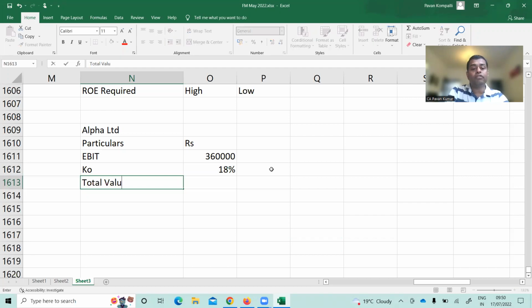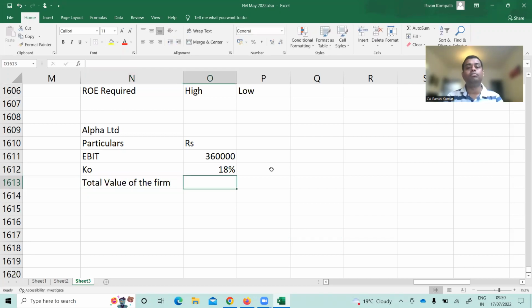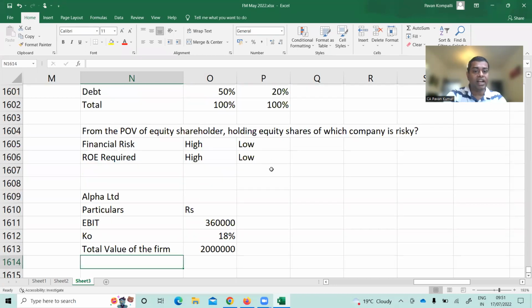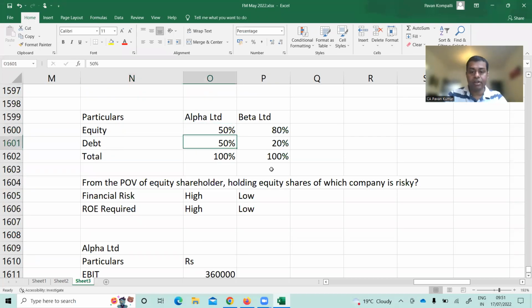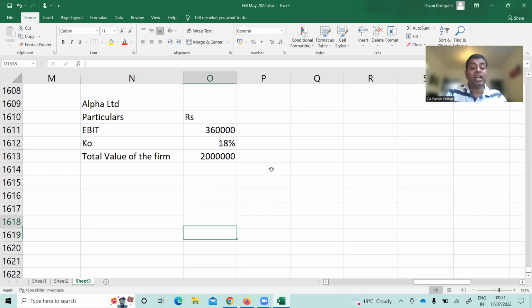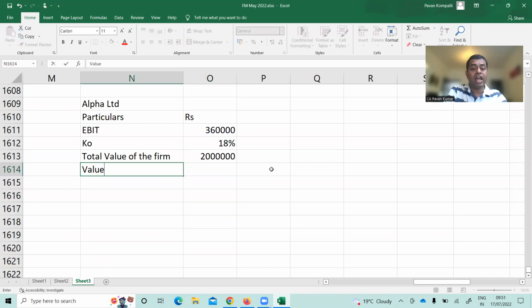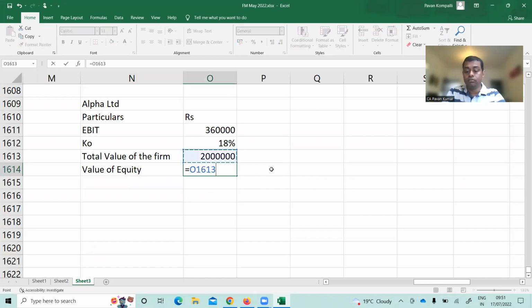So the total value of the firm. How do you calculate the total value of the firm? Value of the firm is equal to operating profit divided by the overall capitalization rate. So it is 20 lakhs. Do you remember Alpha Limited's capital structure? 50% debt, 50% equity, right? So if the total market value of the firm is 20 lakhs, the value of equity will be 10 lakhs. The value of debt will be 10 lakhs.